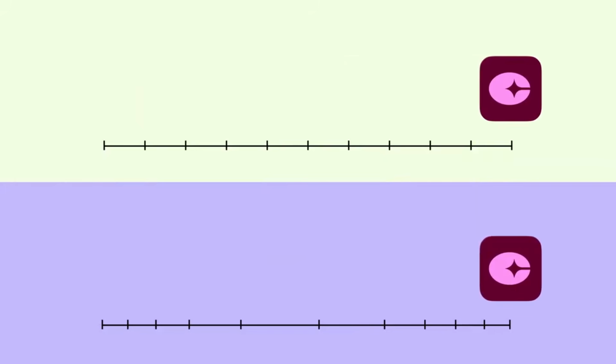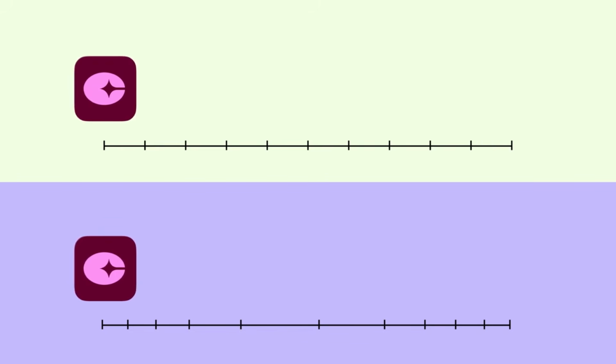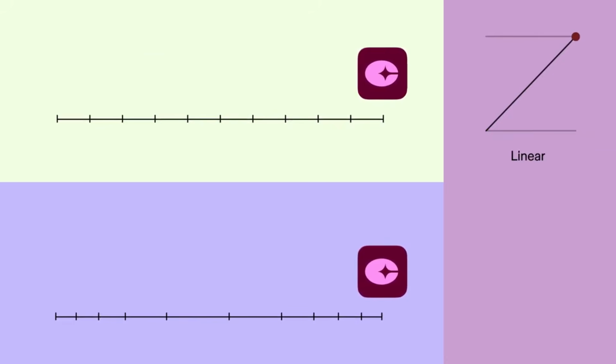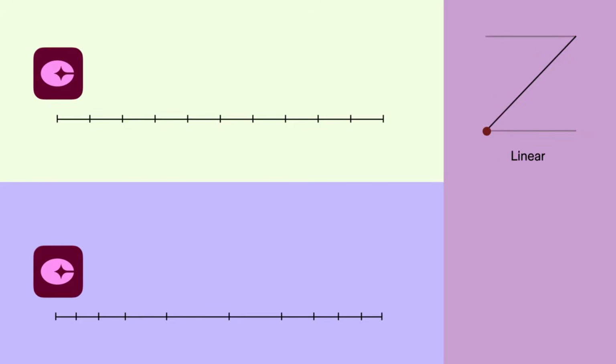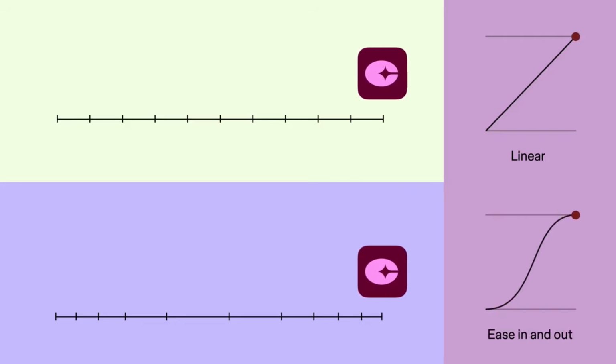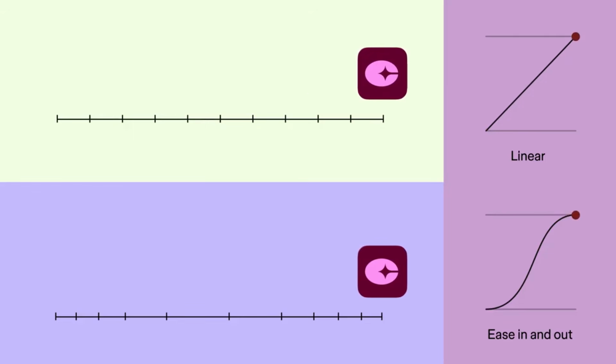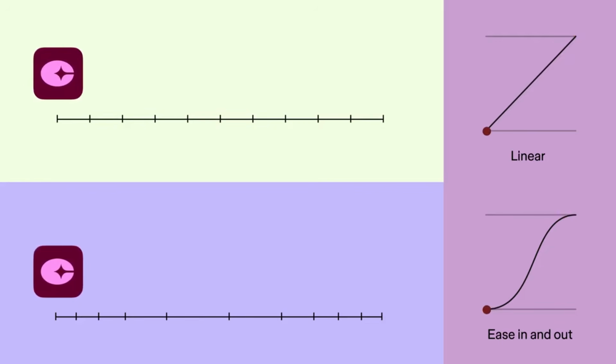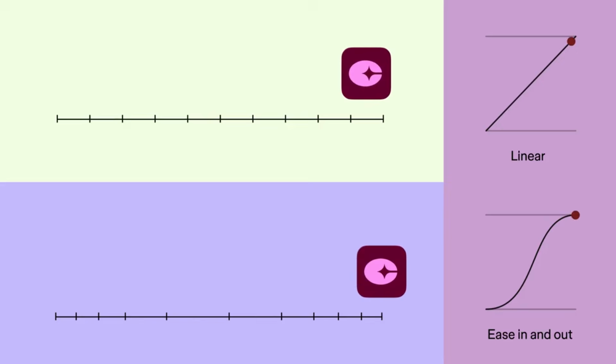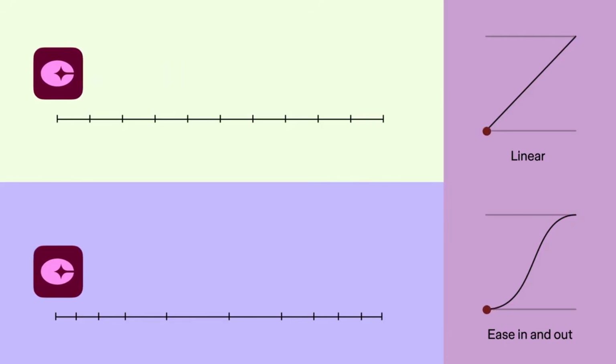To see how much of a difference the correct easing can make, take a look at these two examples. The first uses linear movement, motion that is the same from start to finish. The second uses an ease in and out curve. Notice how it starts slowly, builds speed through the middle, then settles into its final position. That subtle shift is what makes the motion feel grounded rather than mechanical.